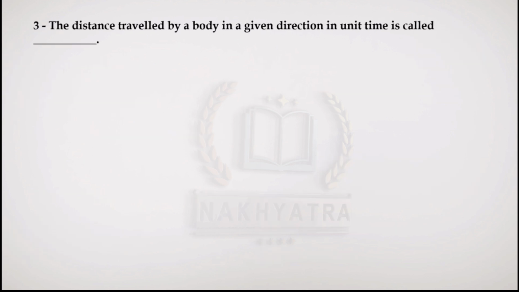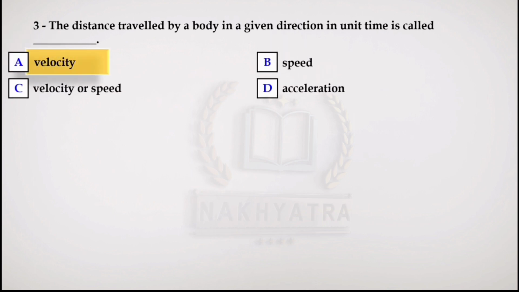Okay, now see question number 3. The distance traveled by a body in a given direction in unit time is called, so when a body travels in a given direction in unit time, it is called velocity, right?